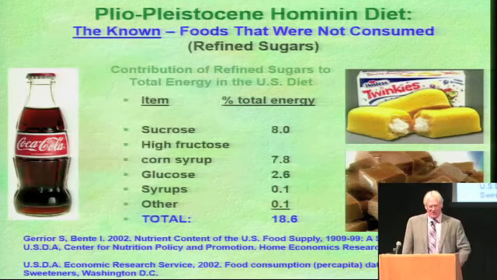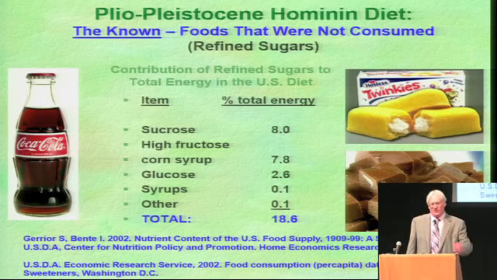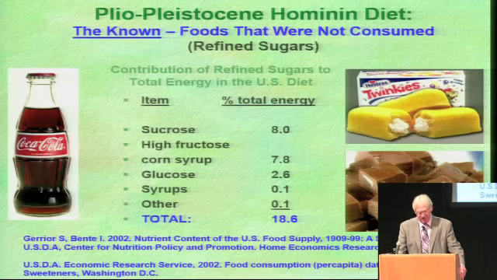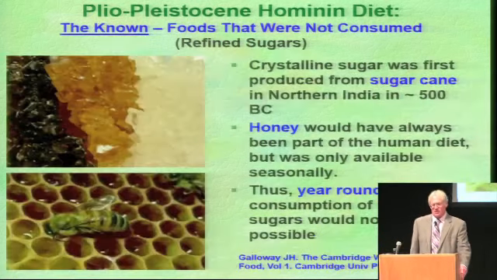And let's talk about refined sugars. Depending on whose numbers you're looking at, anywhere from 15 to 20% of total calories. This is USDA disposal data. This is where it comes from. It's changed a little bit over the course of the year.